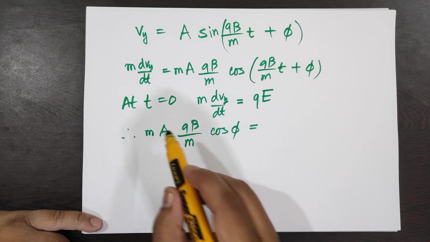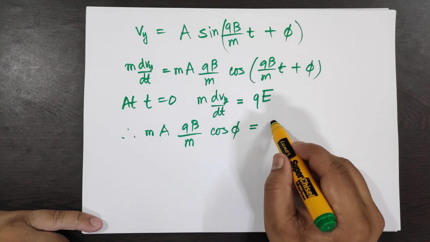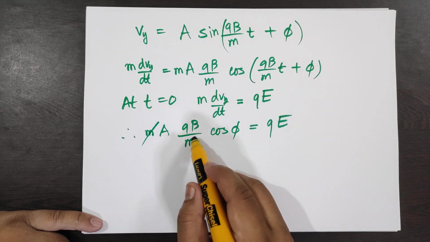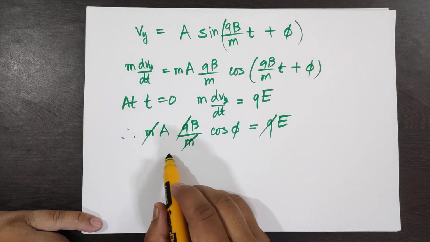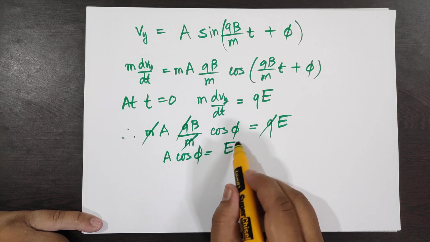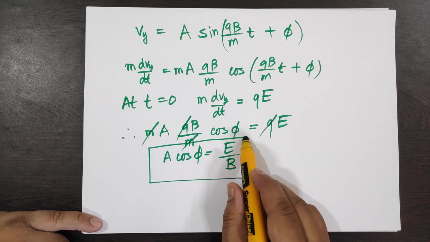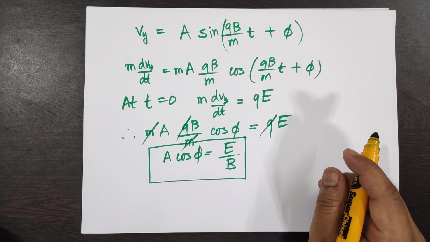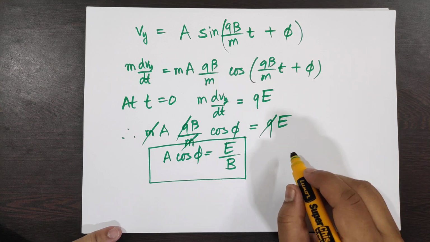So there will be an m here, is equal to qE. Okay, so these m's have cancelled. Therefore A cos phi is equal to E by B. Now somehow we have to find out this cos phi, right? Now how do you find out this cos phi?